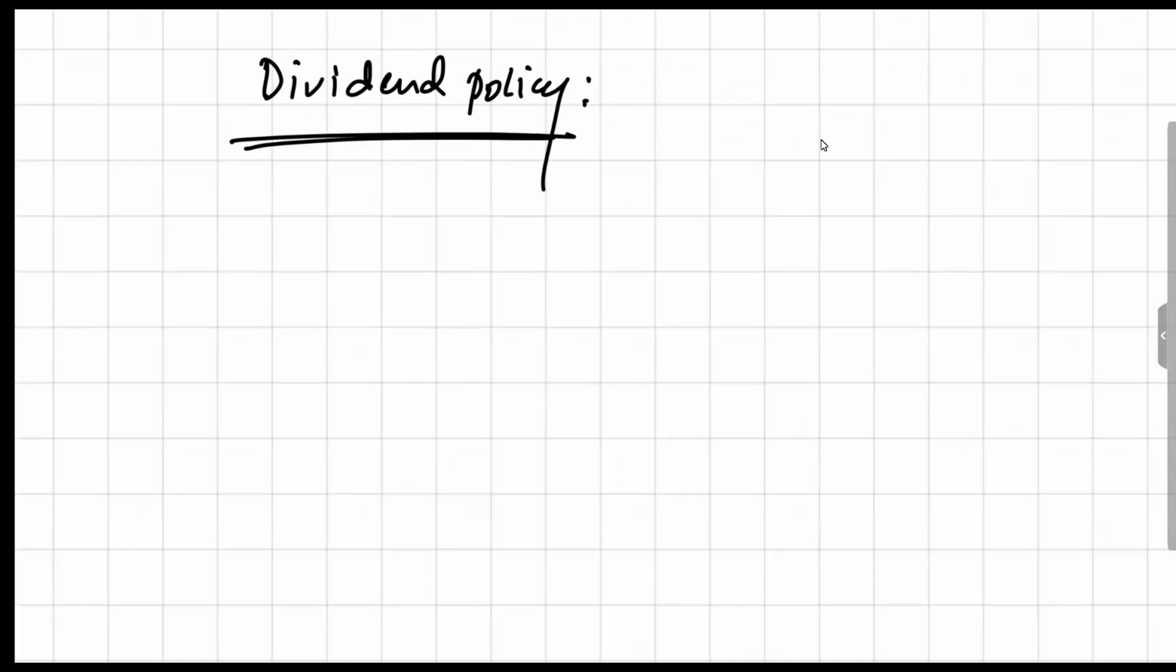Now, when I talk about the dividend policy, there are different factors to consider.